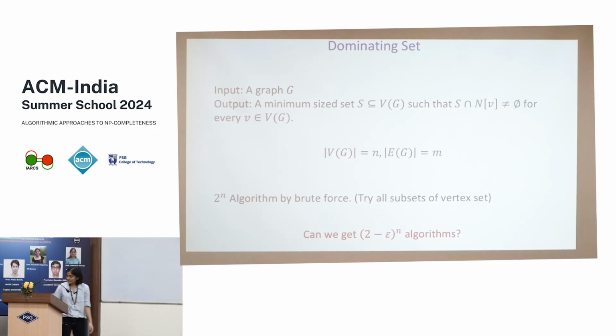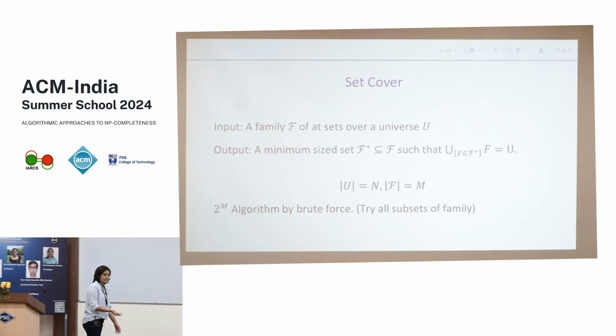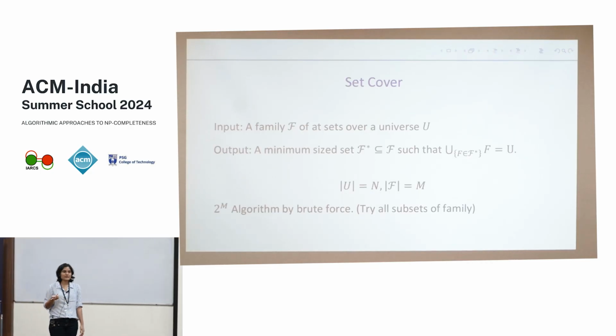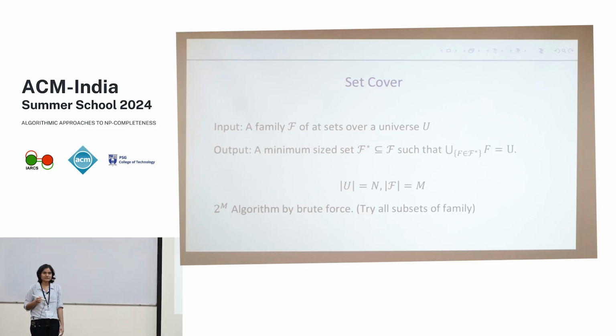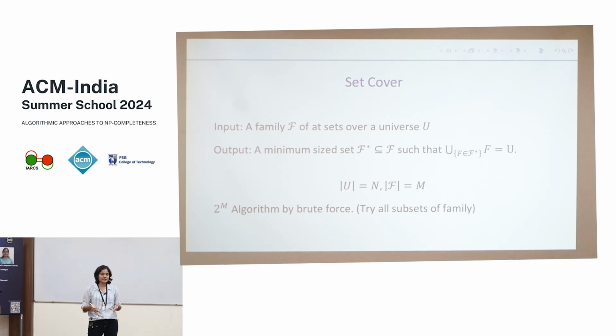Great. So let's recall our set cover problem as well. What is the input? A family of sets over some universe U. And what are we trying to cover here? The universe. We are trying to cover the universe using sets in the family. So we try to find the minimum number of such sets that cover the universe. That's our set cover problem.